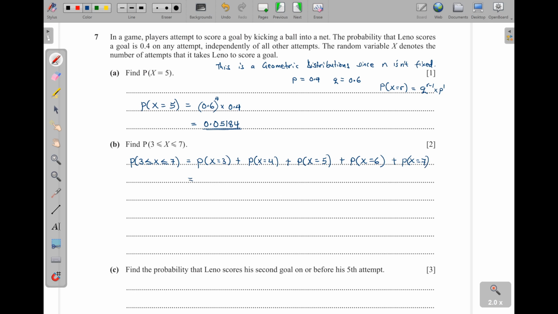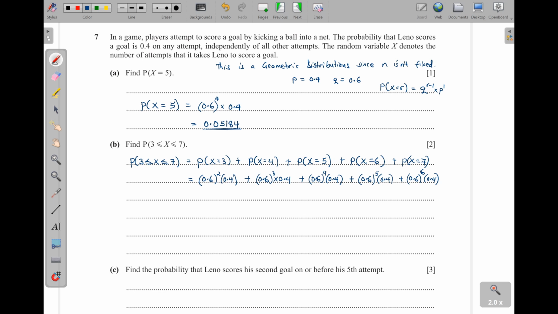So we shall have here q power 2, just like here. Okay, we're substituting in this. So 3 minus 1, that is a 2. So q power 2, that will be 0.6 power 2, then times the 0.4. Then plus 0.6 power 3, then times the 0.4. Then we shall have 0.6 power 4, then times the 0.4. Then 0.6 power 5, then times the 0.4. And then 0.6 power 6, okay, times the 0.4.